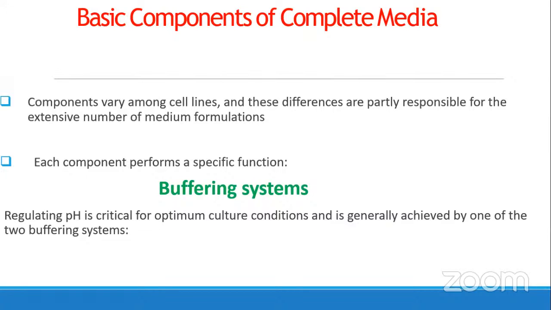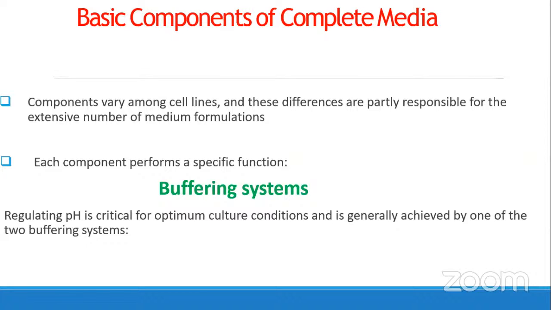So what are the basic components of complete media? These components vary among the cell lines, so based on the cell lines, we have to formulate. But the components with specific functions are usually present. First is the buffering system. Regulation of pH is very important for the culturing of cells. Therefore, pH has to be maintained. The buffers should be maintained.